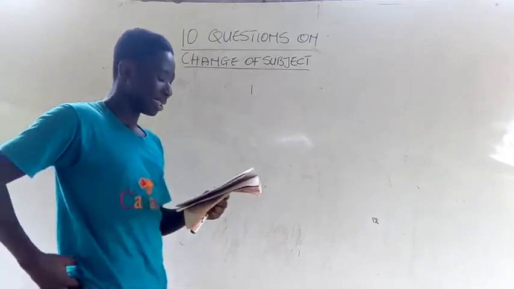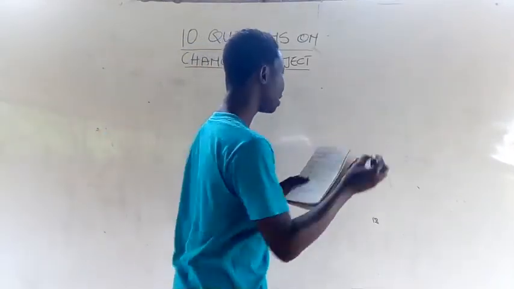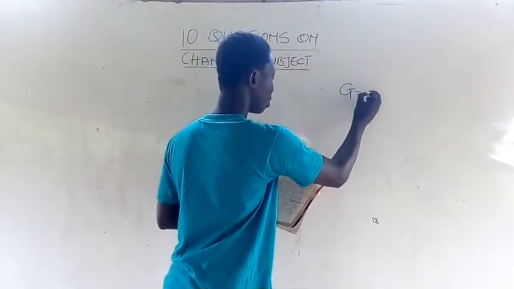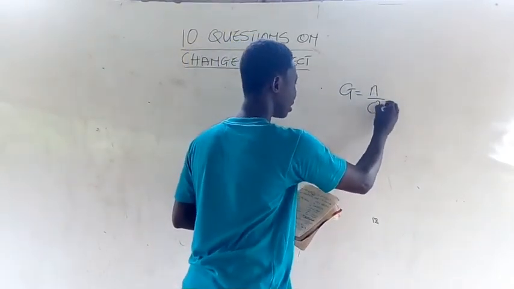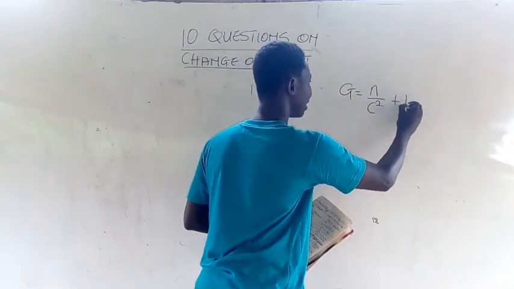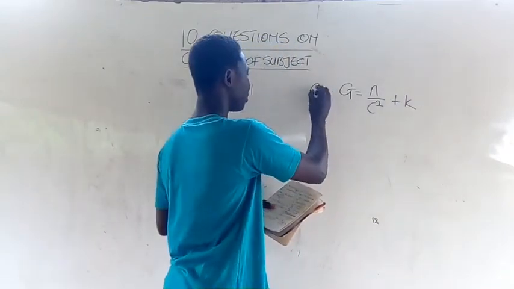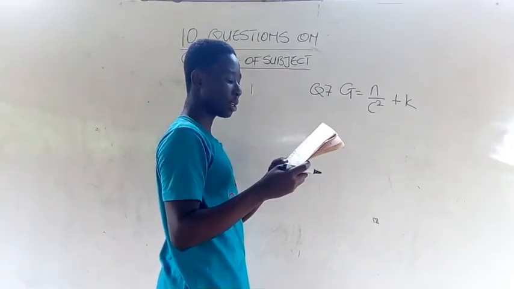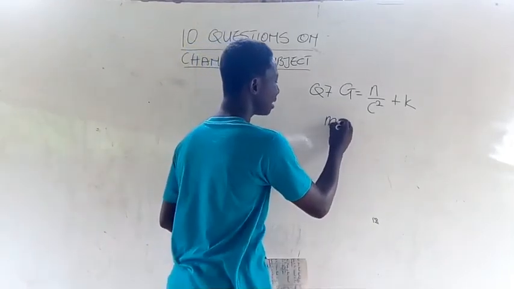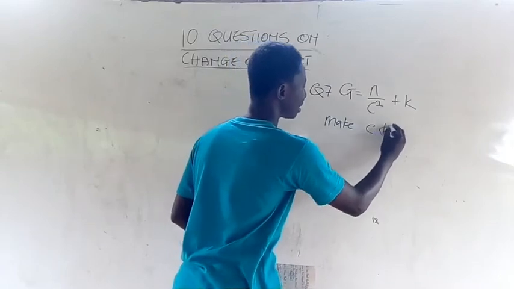Question number 7. Given that g is equal to n over c squared plus k. This is question number 7. We have to express c in terms of other quantities. So we are making c the subject.